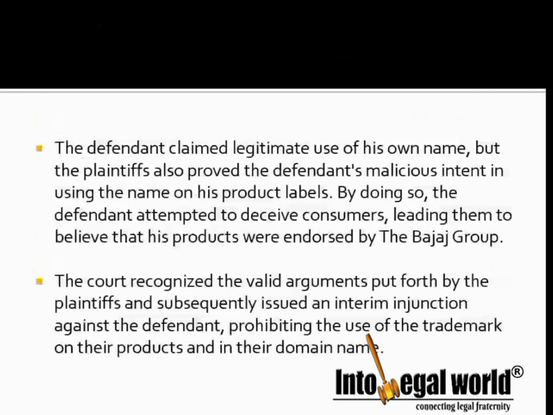The court recognized the valid arguments put forth by the plaintiffs and subsequently issued an interim injunction against the defendant prohibiting the use of the trademark on their products and in their domain name.